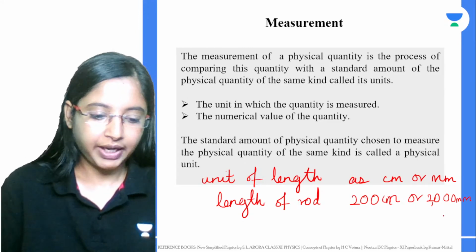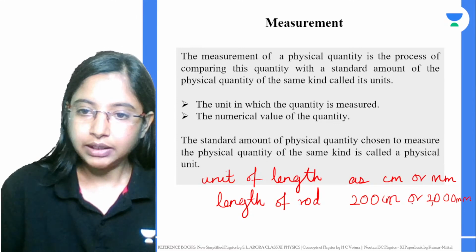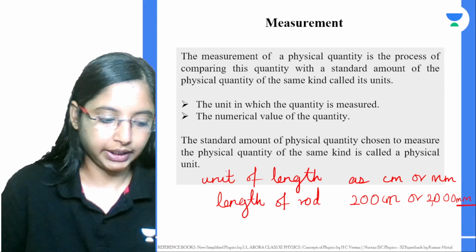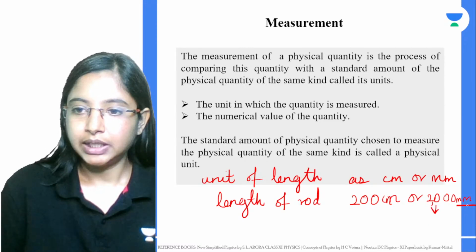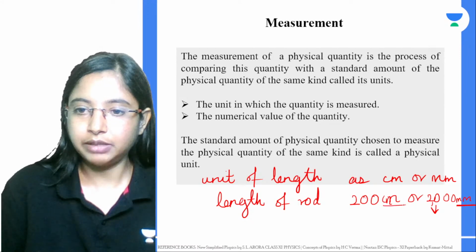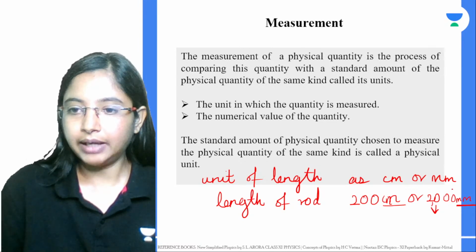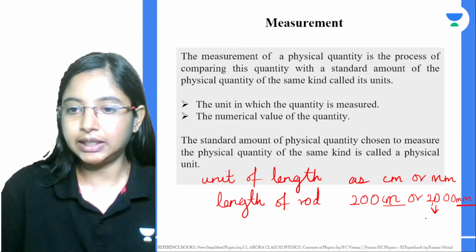So it is very clear that the smaller unit of a physical quantity has a larger numerical value. Here millimeter is a small quantity, and centimeter is a much bigger quantity. So when you look at a smaller unit, the numerical value, or we call this the magnitude, is larger.